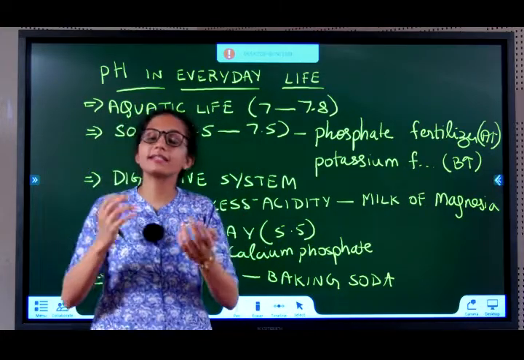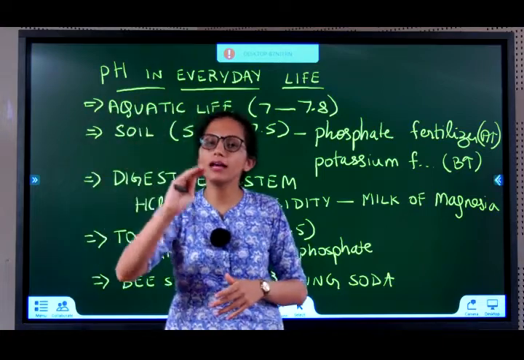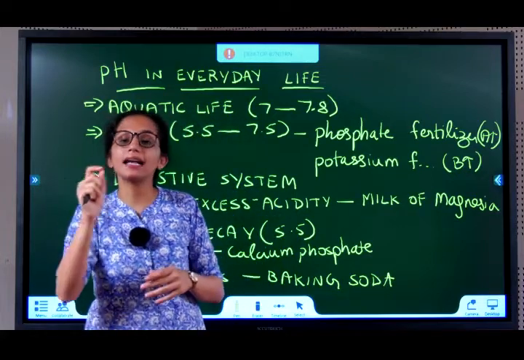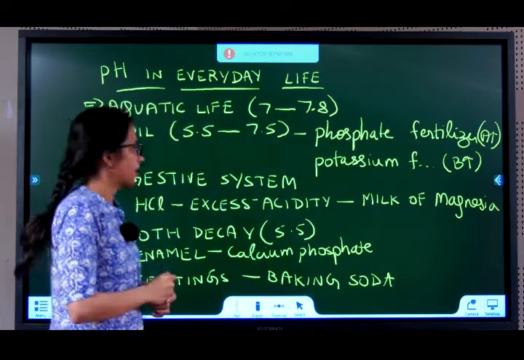Suppose your soil is itself highly basic, that means more than 7.5, then you have to bring down the basicity. How will you bring down the basicity? By adding something acidic. Add a phosphate fertilizer.